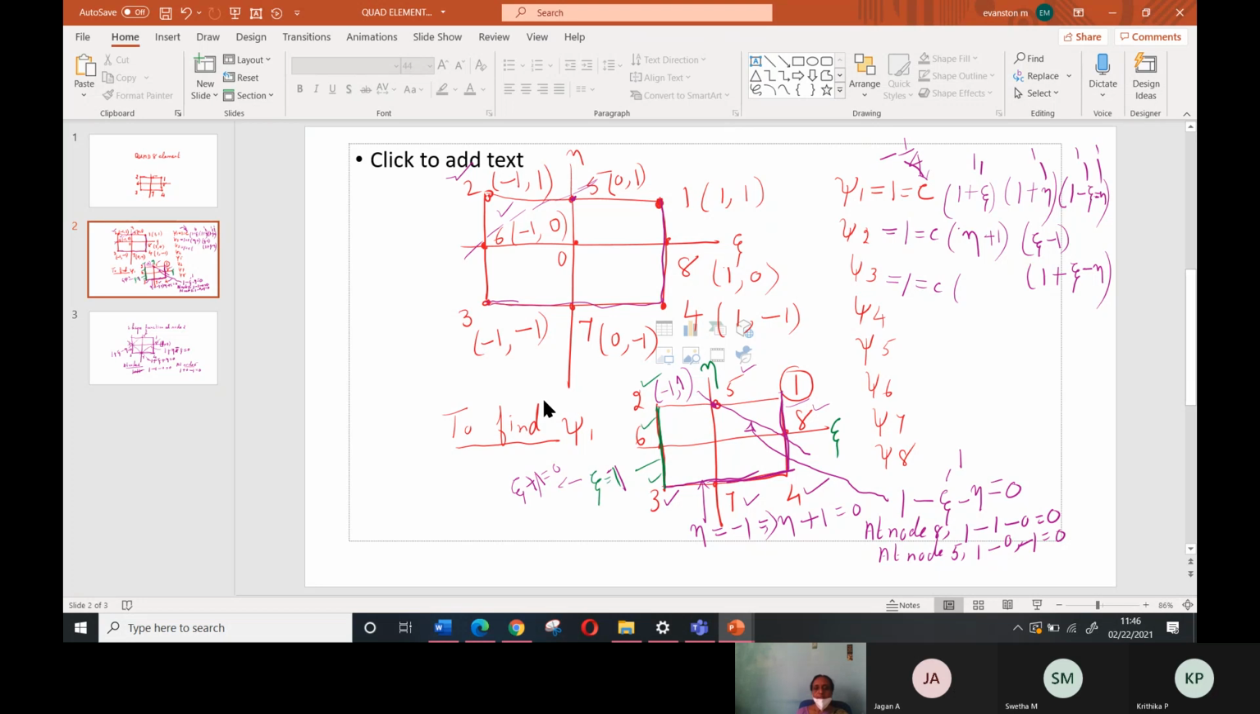Anybody has got the answer for Xi3? Minus 1 by 4. And what is the equation for Xi3? Xi minus 1, eta minus 1, and then this one, 1 plus psi plus eta. Okay. Similarly, find out for Psi4.